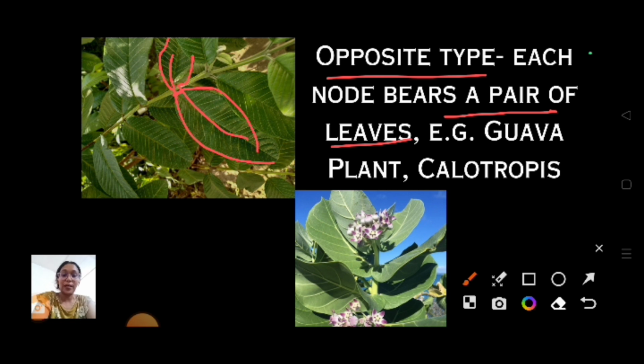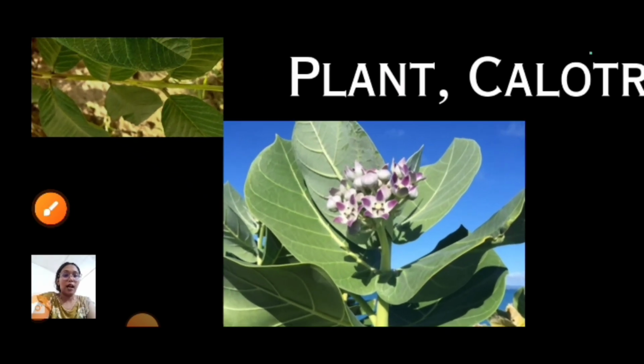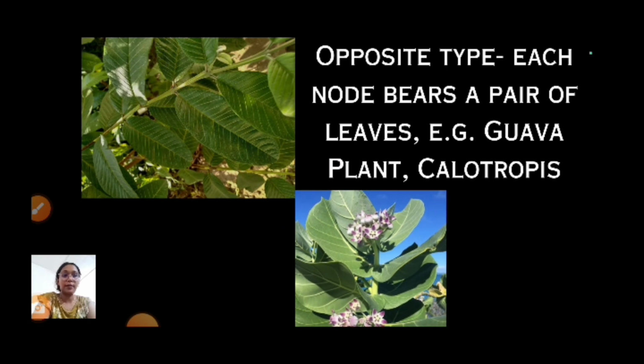Is it clear? But in alternate phyllotaxy, in one particular node, only one leaf will be arising. But in case of opposite type, two leaves will be arising. Like in guava plant, this is a guava plant, and Calotropis. Okay, this is a picture of a Calotropis. Here also you can see they are in opposite manner. In one single node, two leaves are coming out. Is it clear?